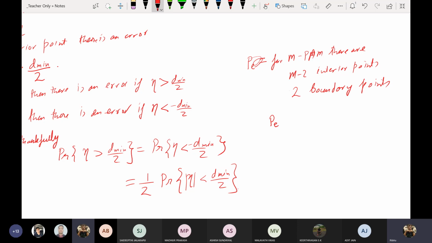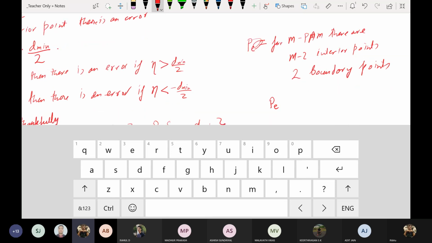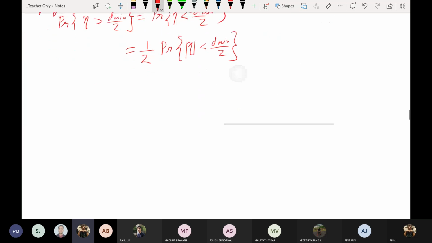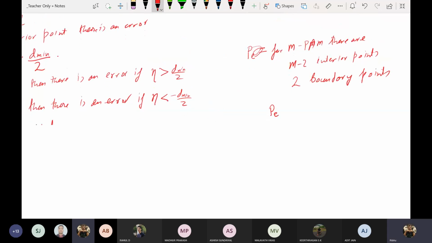Shouldn't the inequality interchange, and half of it, like mod eta should be greater than d min by 2, right? Sorry, can you say that again, Rahul? Sir, the inequality, like the mod eta should be greater than d min by 2, right? Yeah, greater than, not less than. Yes. Fine. Thank you.